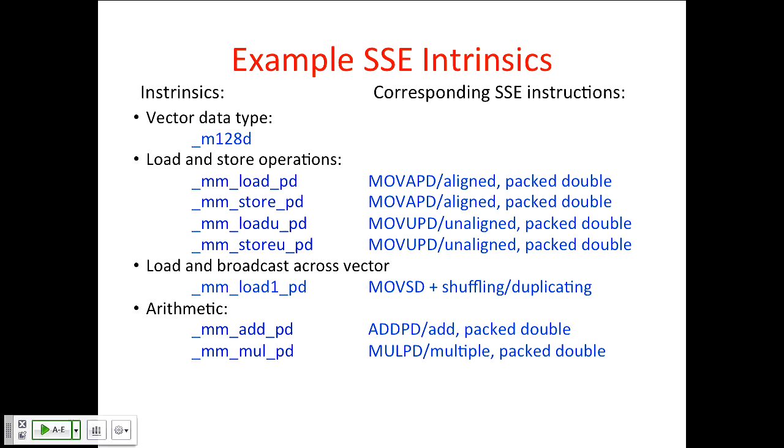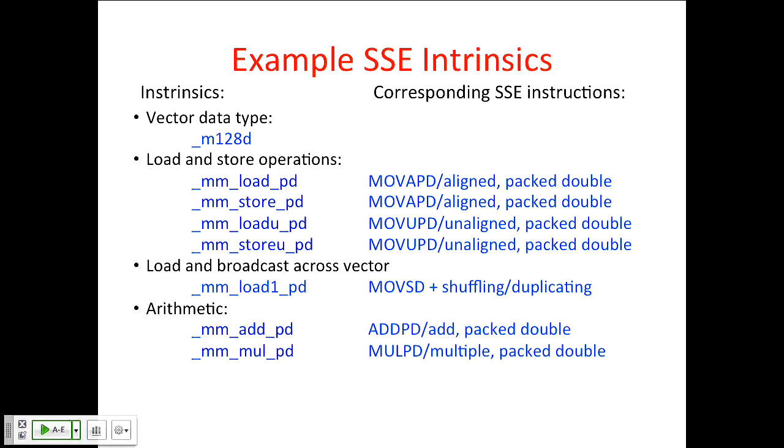So _mm_load_pd. That's equivalent to this movapd, move aligned packed double instruction, right? So this is the C function that will turn into this one SSE instruction. And there's one for store, and there are unaligned versions. I'll talk about these other ones. Arithmetic: do an add, do a mul. And notice the last part of the name tells you the data type, is it packed double, whatever.